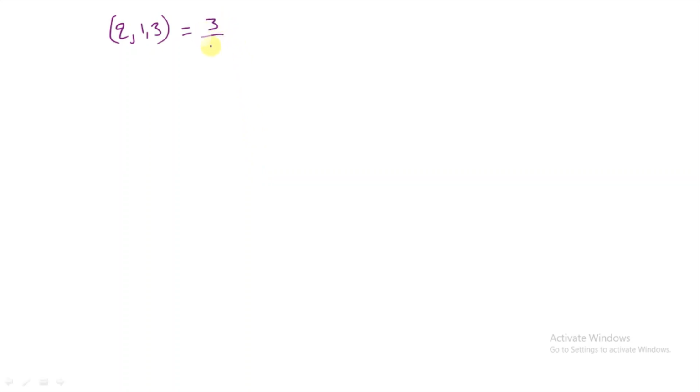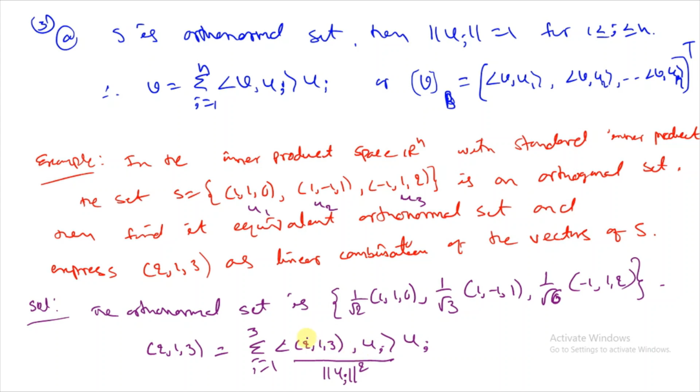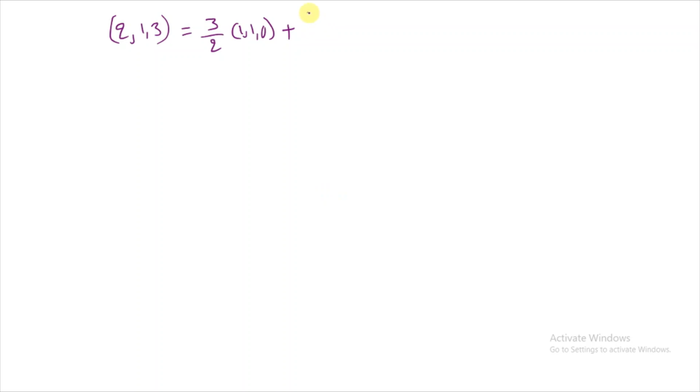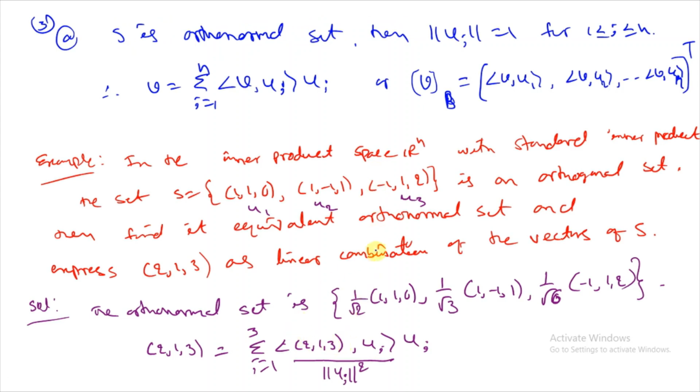3 divided by the norm, the length is 2 into (1, 1, 0), plus next, what is the inner product with the second vector (2, minus 1, 1)? 1 plus 3, 4. So 4 by 3 plus 4 by 3 into (1, minus 1, 1), plus next this vector into u3: minus 2 plus 1 is minus 1, minus 1 plus 6 is 5. 5 by 6.